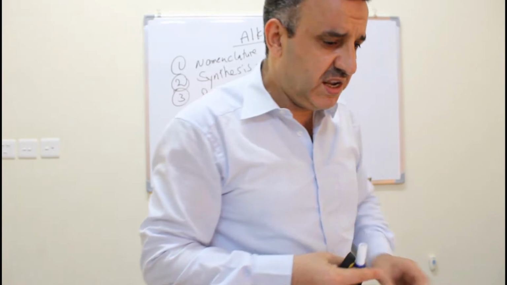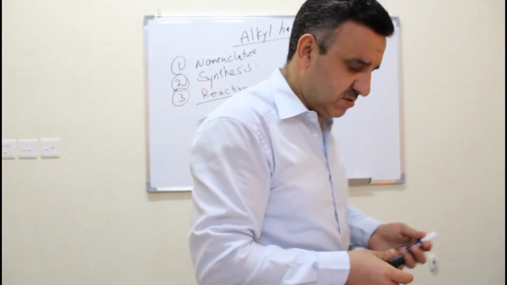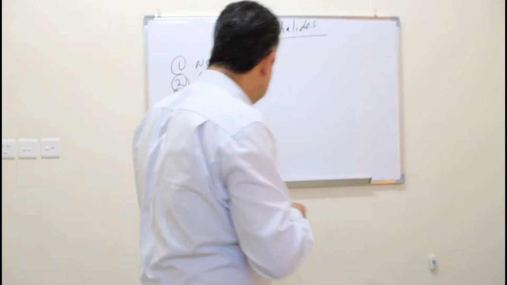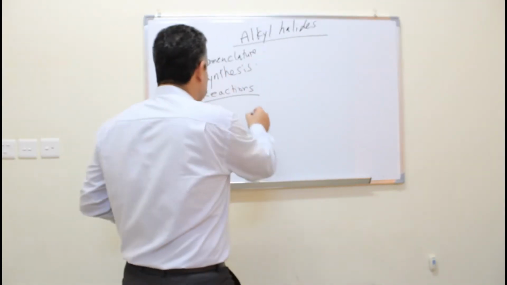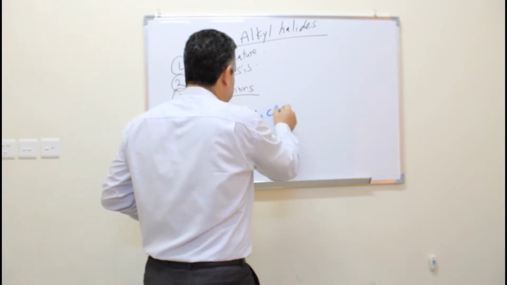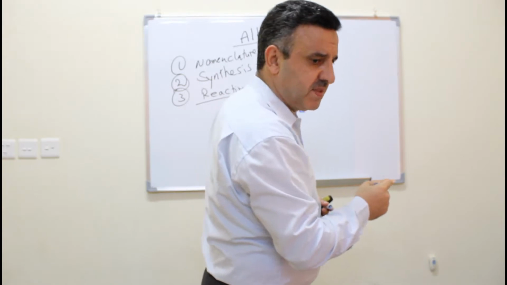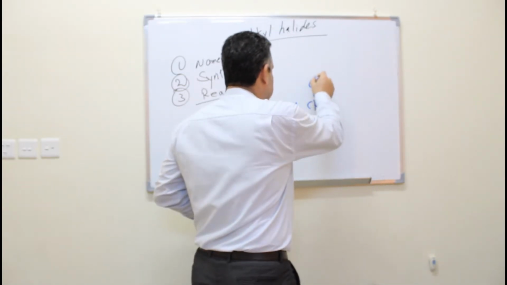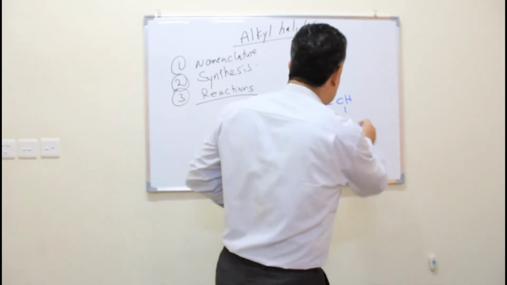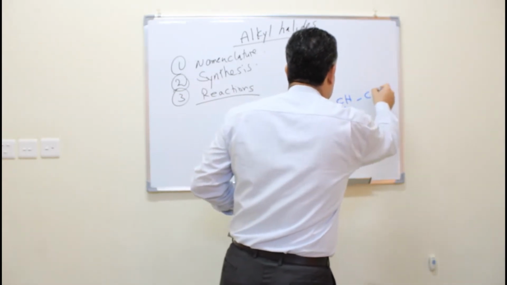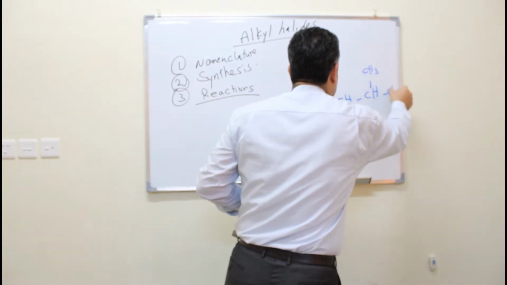See here, we have to start from the right side of the compound. So we just redraw the structure. We'll have 2, 4, 6, 7. So we'll have CH3, CH2, CH2, then CH, CH3, then CH, Br, then CH, CH3, then CH3.